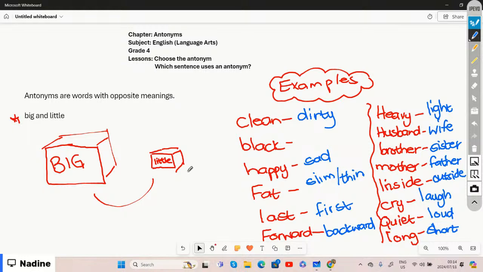The opposite of black. If it's not black, it is what? And remember, when we talk about this, we don't talk about skin color. We're talking about things, colors. The opposite of black is what?